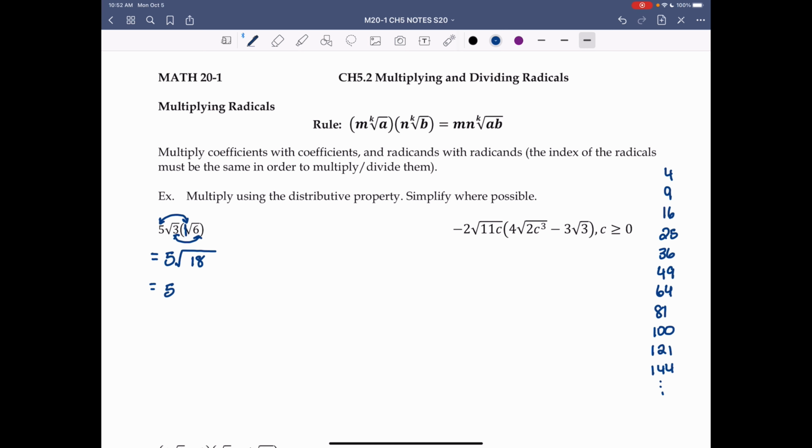I get 5 times the square root of 9 times 2. I can evaluate the square root of 9 to get 5 times 3 square root 2. And 5 times 3 is 15. 15 square root 2 is our simplified answer.